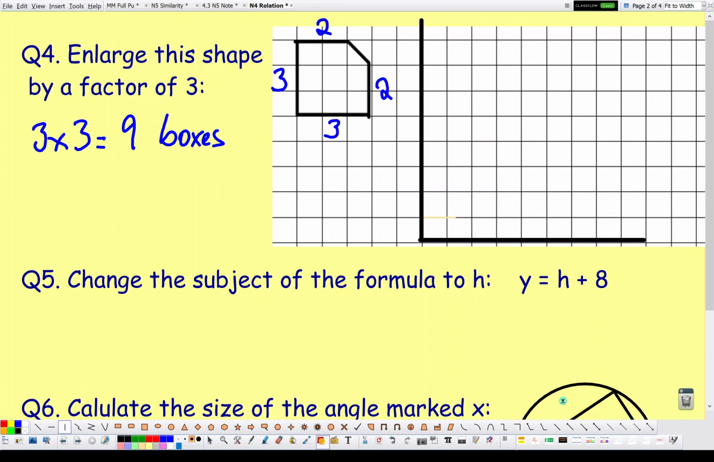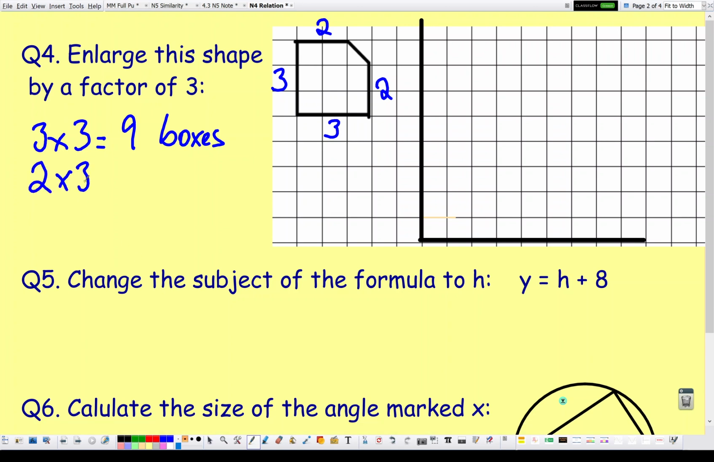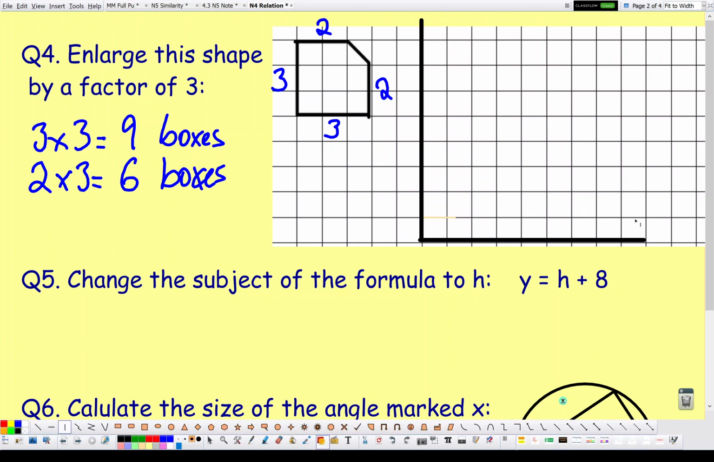Okay, and you can do this kind of in any order you want. You do need to show these calculations though, that you've multiplied the sides by that scale factor, whatever it is. Usually it would be a fraction. 2 times 3 is 6 boxes, so I need to go along 6 boxes and I need to go up 6 boxes. So I'll go up 6 first. So 1, 2, 3, 4, 5, 6, and I'll go along 6, and then I just need to join up the dots for the slanted bit.